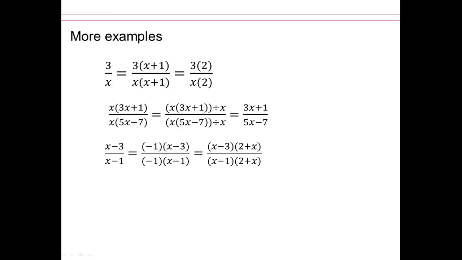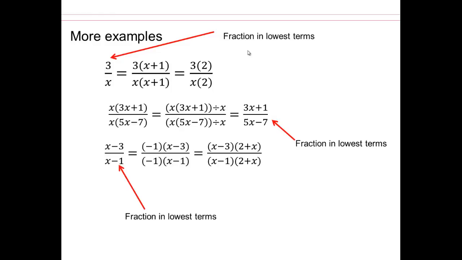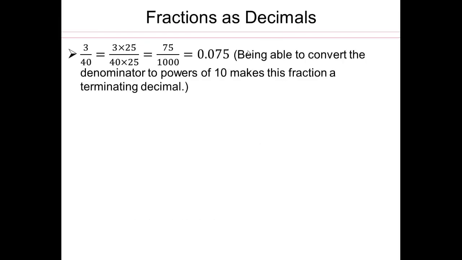So take a look here. I can multiply this fraction, numerator and denominator, by -1, or I can multiply it by 2 plus x. All of this is creating equivalent fractions. So as long as you multiply and divide both numerator and denominator by the same amount, you are creating equivalent fractions. This fraction is in lowest terms, this fraction is in lowest terms, and this one is in lowest terms, but the others were not.